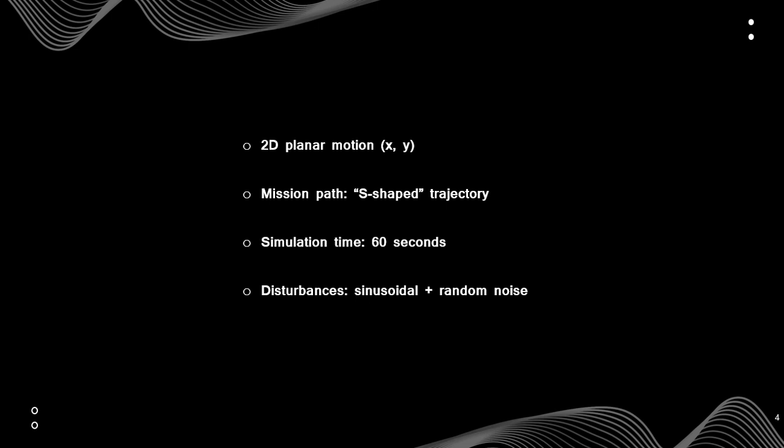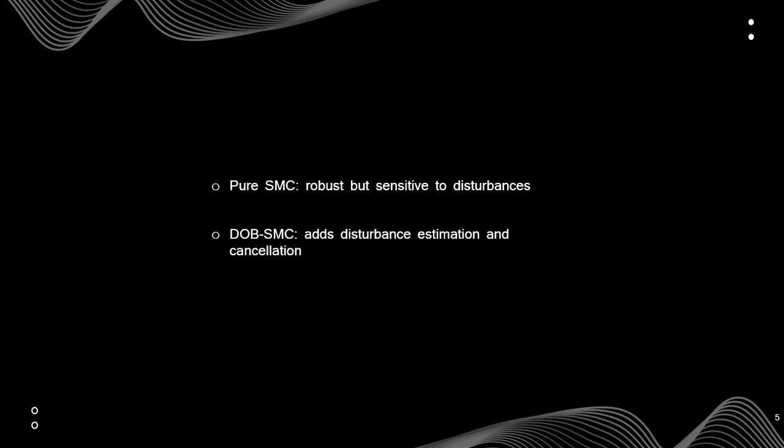We simulate the AUV in two-dimensional planar motion with an S-shaped mission path over 60 seconds. Disturbances are modeled as a sinusoidal wave combined with random noise. As in the previous episode, we will test both controllers. Pure SMC is robust but struggles with sustained disturbances, while DOB-SMC can actively estimate and cancel them.